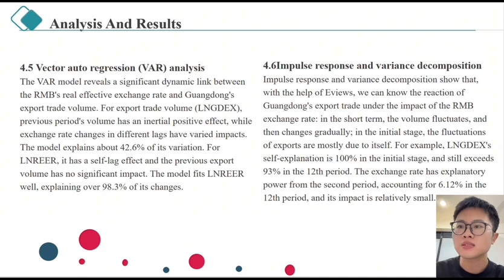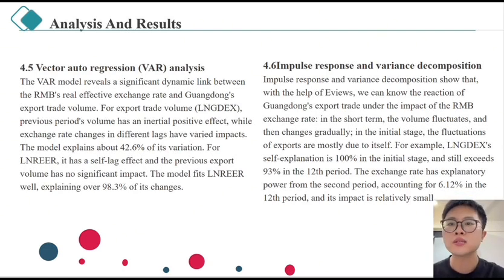Vector autoregression analysis. The VAR model reveals a significant dynamic link between the RMB's real effective exchange rate and Guangdong's export trade volume. For export trade volume, LNGDX shows a positive effect. In fact, while the exchange rate changes in different lags have varied impacts, the model explains about 42.6% of its variations for LNRER. It has a lagged effect, and the province export volume has no significant impact. The model fits LNRER well, explaining over 98.3% of its changes.